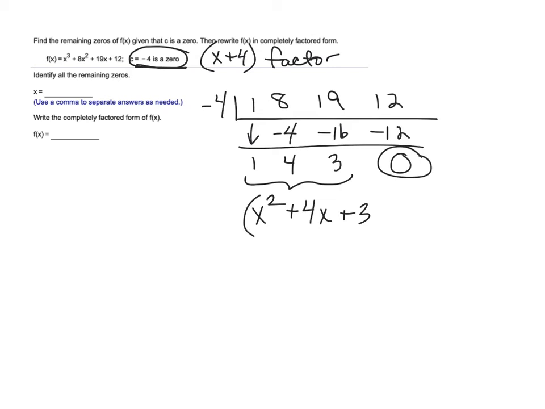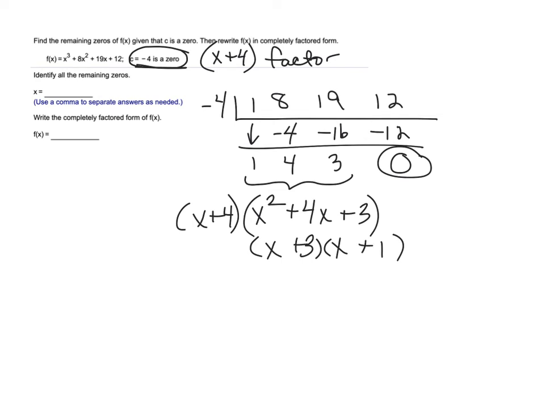So let's think about it. Remember, from the beginning, when negative 4 is a 0, we know that x plus 4 is a factor. And this is what I just did. I divided x plus 4 into the function, and I got x squared plus 4x plus 3. So to find the remaining zeros, let's just factor that. And we know how to do this just by looking at it. That would be x plus 3, x plus 1, and it factors.